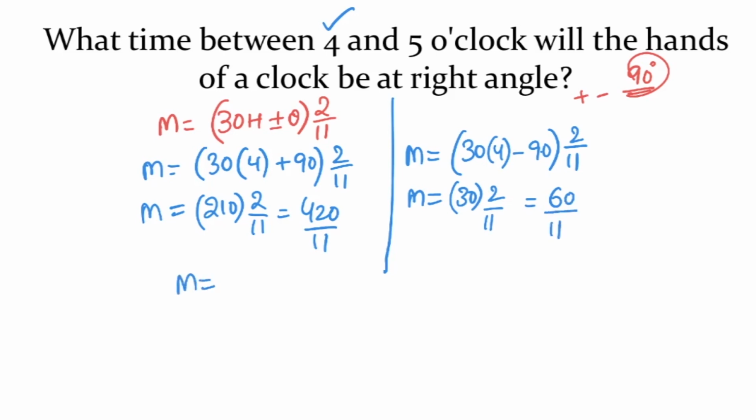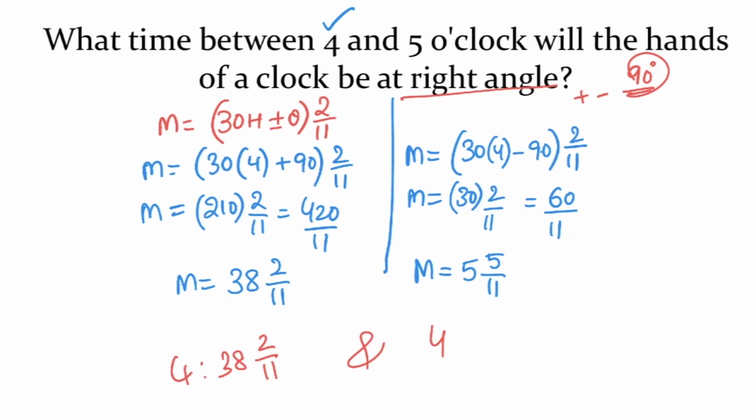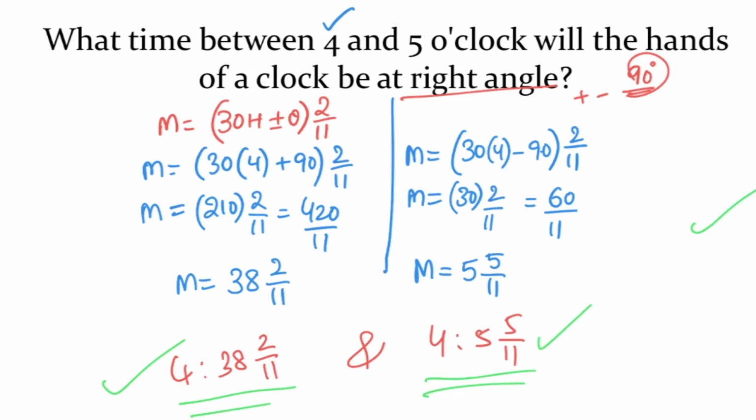Number of minutes are equal to 11 3 times 33, 11 8 times, either 38 2 by 11 or number of minutes is equal to 5 5 by 11. So both the hands make right angle at 4:38 2 by 11 and 4:5 5 by 11. Which of these two is correct? Both are correct. Sometimes one of these values is mentioned in options. Sometimes both values are correct. At 4:5 5 by 11 and 4:38 2 by 11, both the hands make 90 degrees.